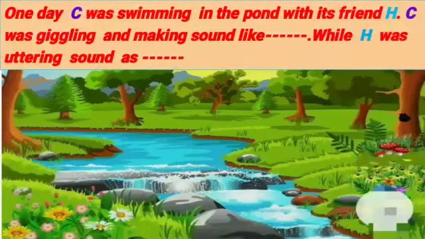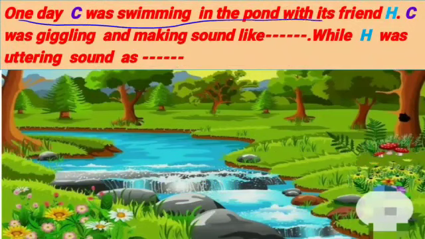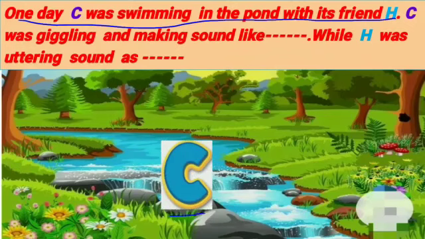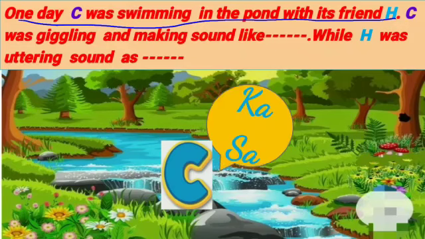So what happened? One day C was swimming in the pond with its friend H. And what else was C doing? C was giggling and making a sound like k, s. As you know that C has 2 sounds, so C was swimming and giggling and making a sound like k, s. And what happened next?